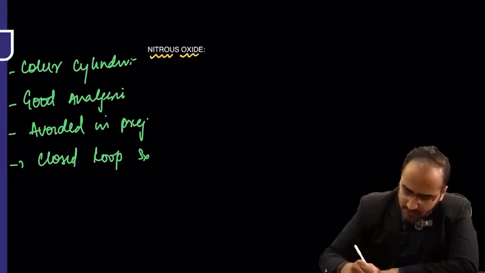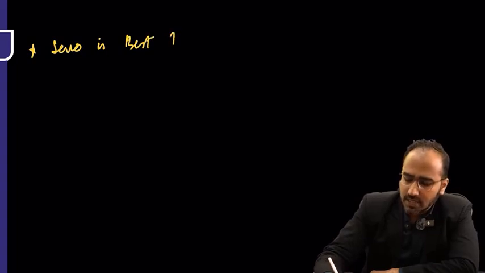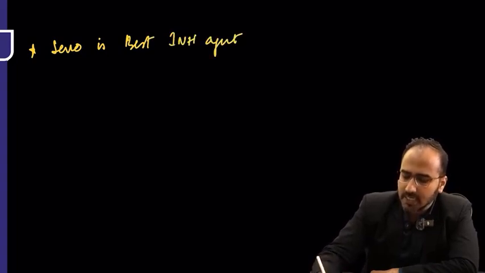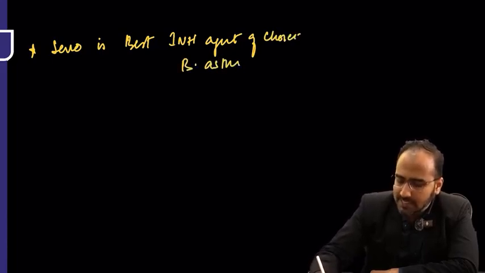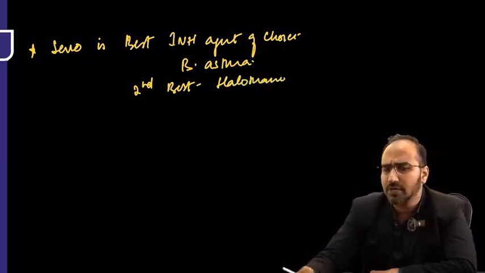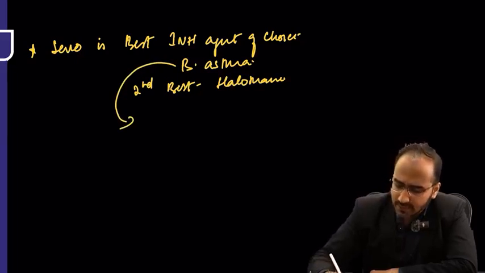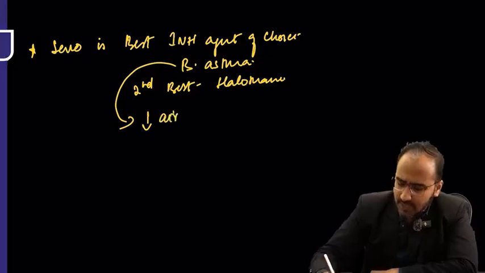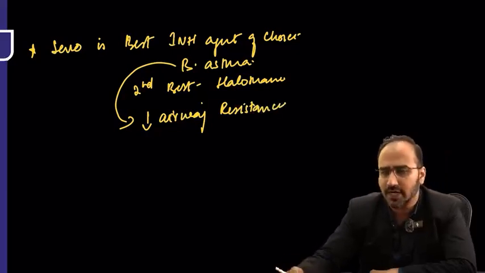One extra point of sevoflurane that we need to remember is sevoflurane is the best inhalational agent of choice for bronchial asthma. The second best is halothane. Even though halothane produces maximum bronchodilation, we use sevoflurane. The reason is what guys? The reason is sevoflurane decreases the airway resistance. It decreases the airway resistance much when compared to halothane.